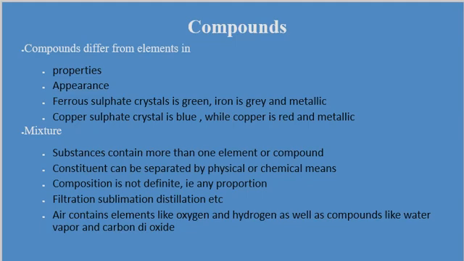So what's the difference? If the elements are in definite proportion, it's a compound, right? In a mixture, the constituents can be separated by physical or chemical means. In a compound, they can be separated only by chemical means. In a mixture, they can be separated either by physical or chemical means.